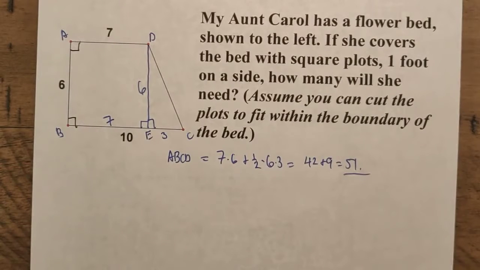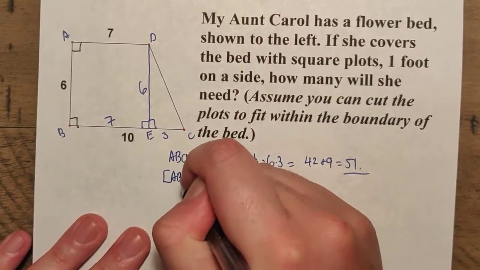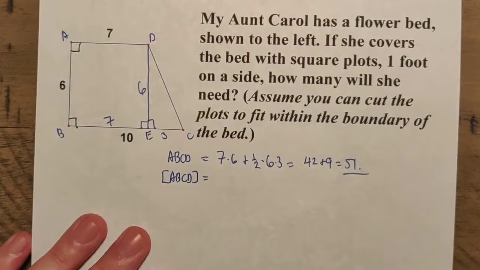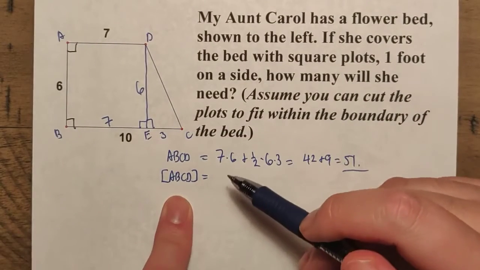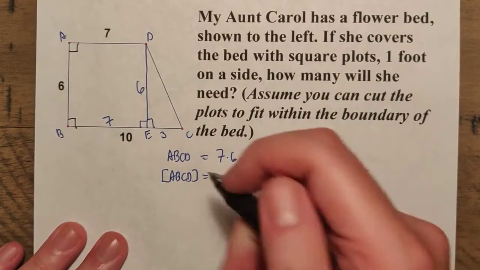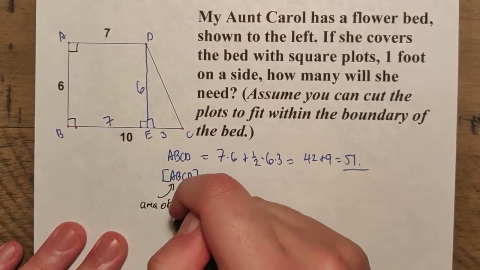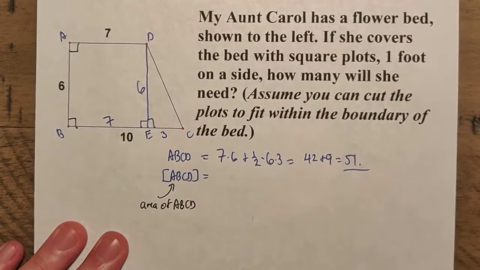Now, this should remind you a lot of area. And indeed, this is the idea of area. So what we have here, ladies and gentlemen, is this idea that we can write the area of ABCD like this. Now, one thing to note. This terminology, you'll note that I put brackets around this. If you see brackets around the name of a polygon, this refers to the area of the polygon. So in this case, this is going to be the area of ABCD.